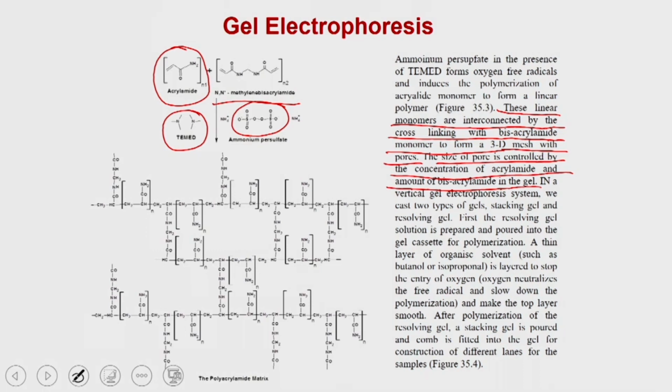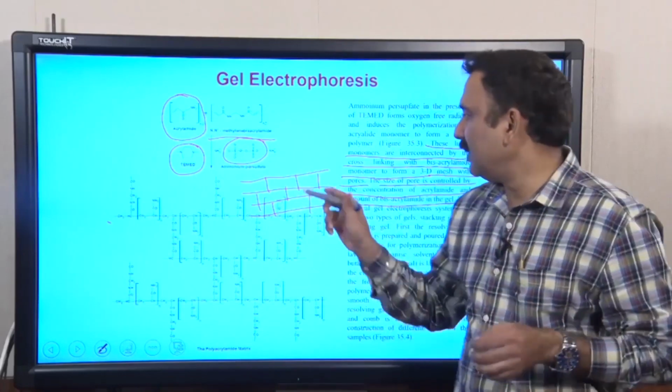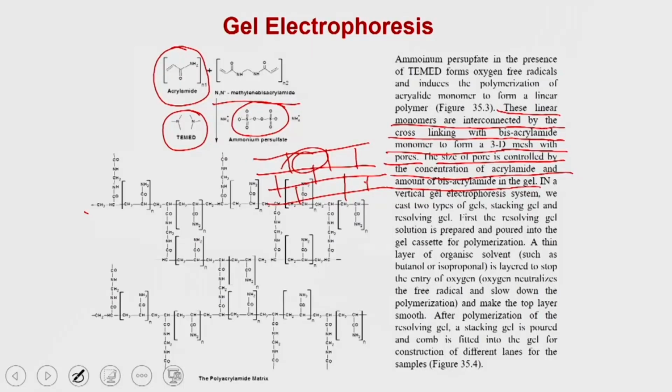So, when you have the acrylamide as well as the bisacrylamide in the presence of TEMED and APS, the bisacrylamide monomers connect these acrylamide monomers, and that is how you make a mesh of fibers. These are the acrylamide monomers which are being connected by the bisacrylamide, and that is how you make the 3-dimensional gel, which forms pores. The size of these pores is controlled by the amount of acrylamide as well as the amount of bisacrylamide which you provide.